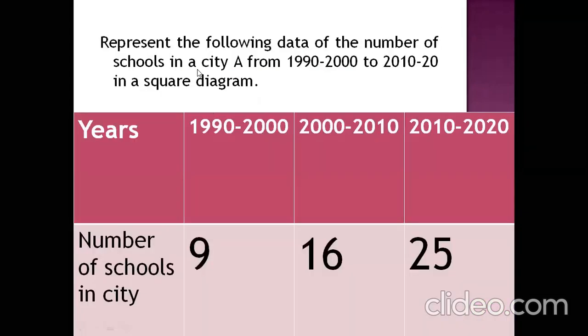So represent the following data of the number of schools in a city A from 1990 to 2020 in a square diagram. This is the data that is given. Years 1990 to 2000, 2000 to 2010, 2010 to 2020. Number of schools in the city, originally it was 9, then in the next decade it went to 16. Now the last decade it reached 25.